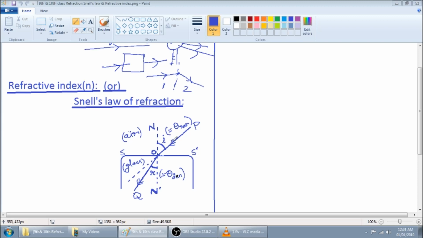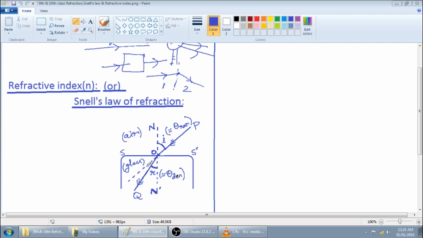So the direction of each light ray, whether it's the incident ray or the refracted ray OQ, is indicated with the help of the angle which the light ray makes with the normal NON dash. So that's the importance of the normal. It has a very important function, the imaginary normal NON dash. The normal here is nothing but a perpendicular, an imaginary perpendicular on the surface SS dash, exactly at the point of incidence O.